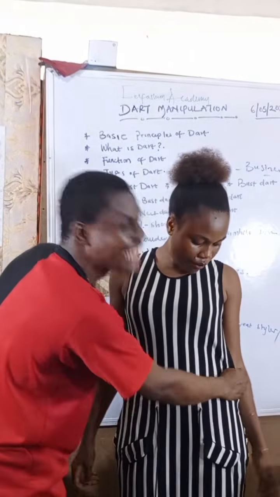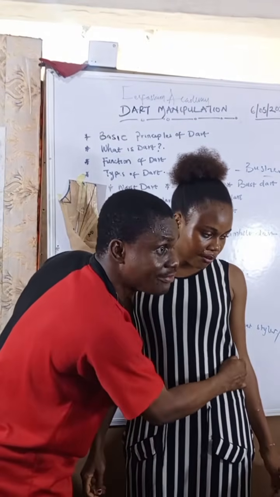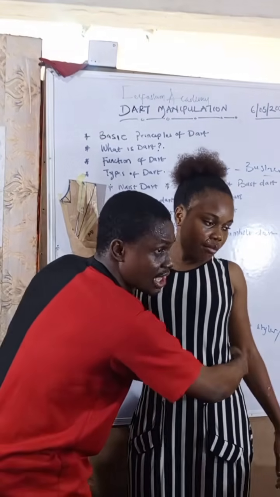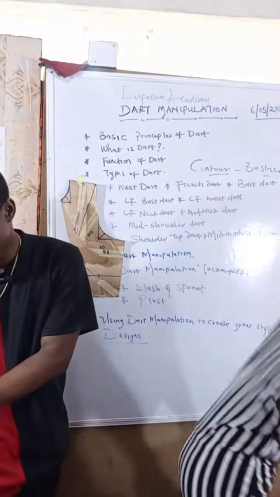I can reduce it from the side. It is darting, provided you are altering the original shape of the dress. Now I can do it from here. Do you understand? That is what darting is all about. That's what I want you guys to know.